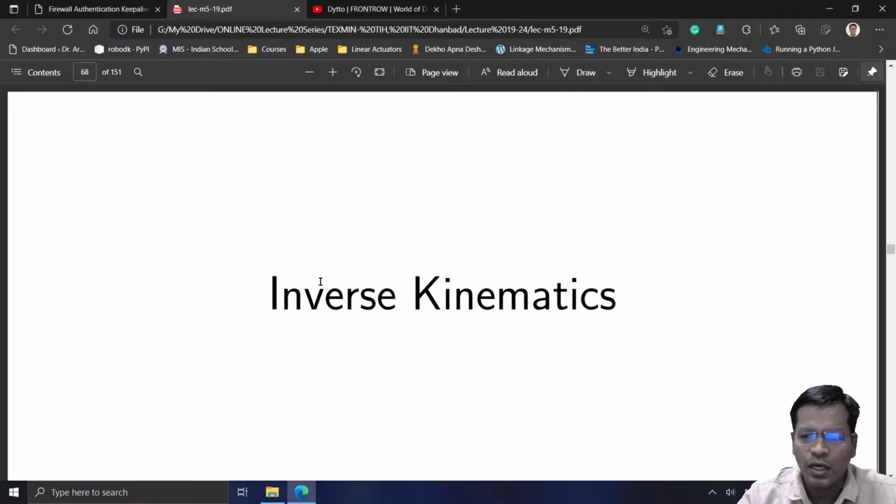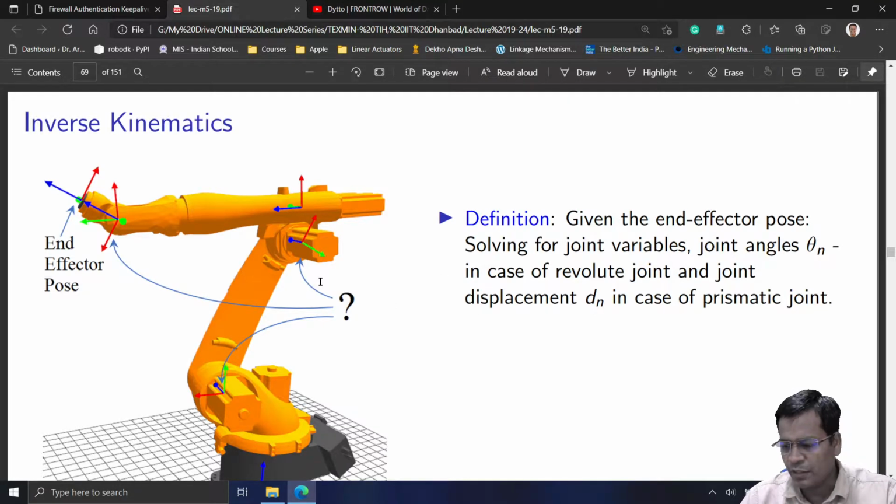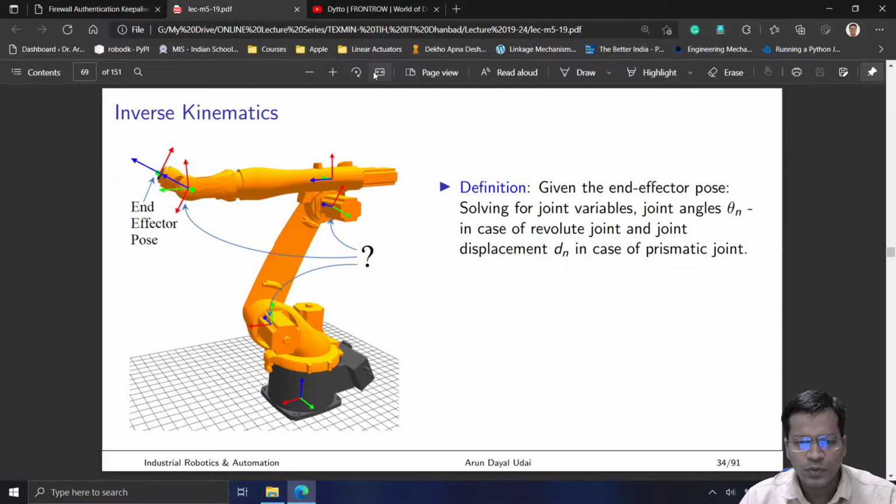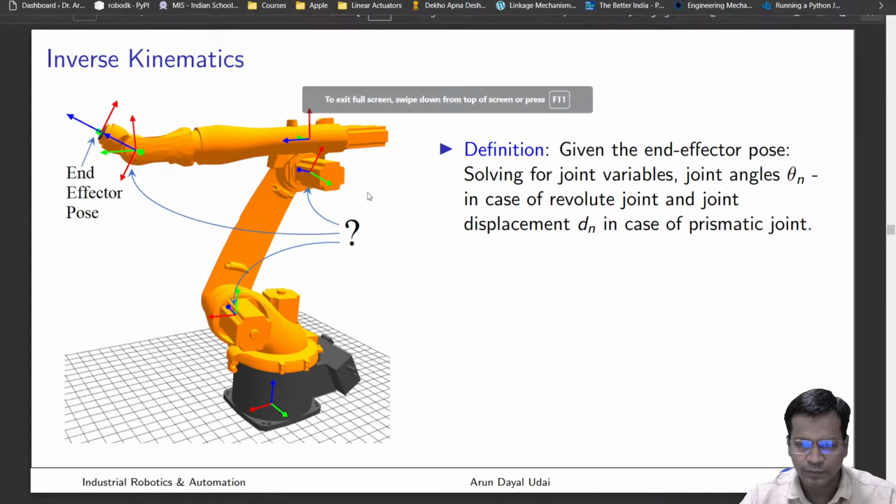Okay, that is where you are, but whether it is actually there where I have commanded, or where should I command first of all? If I have to command the robot, how should I command it to go there? That is the problem of inverse kinematics. Inverse kinematics starts with the end effector position known. That is where I want to go. That is the input that I have, and that is the definition of inverse kinematics.